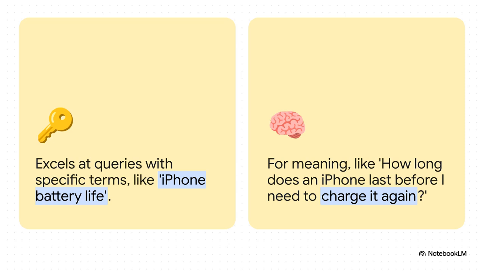If your user types "iPhone battery life," keyword search is your best friend. It finds those exact words. But what if they ask a question like a normal person? "How long does an iPhone last before I need to charge it again?" Keyword search totally falls apart here. It doesn't know that those two phrases mean the same thing. For that, you need to understand the meaning, the semantics, and that's where vector search comes in.